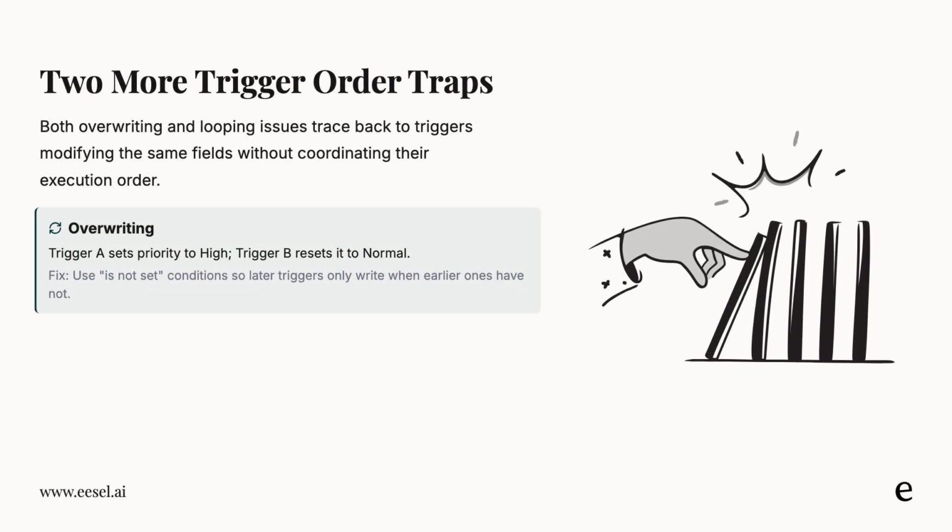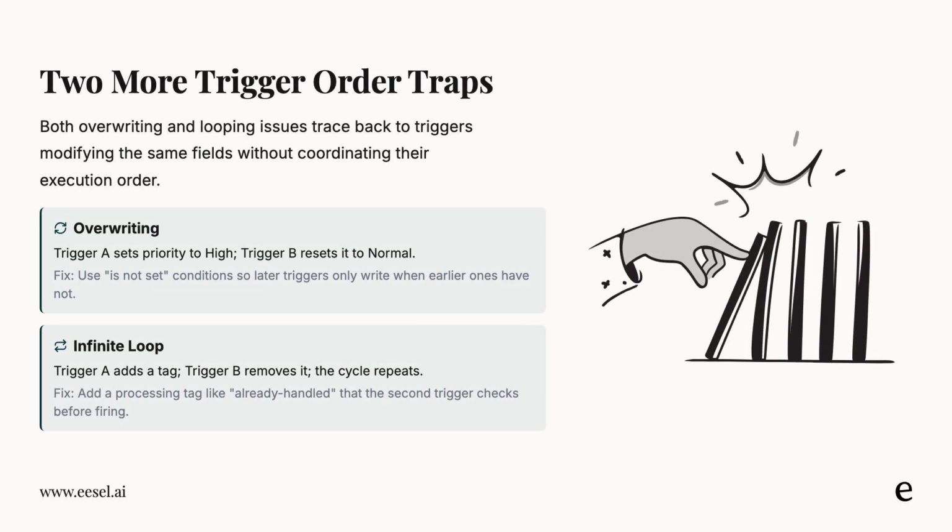Overriding happens when 2 triggers both set the same field. Trigger A sets priority to high, then trigger B resets it to normal. The fix is to use is-not-set conditions, so later triggers only write when earlier ones have not acted. Infinite loops happen when triggers undo each other's changes. Break them by adding a processing tag the loop-breaking trigger checks before firing again.